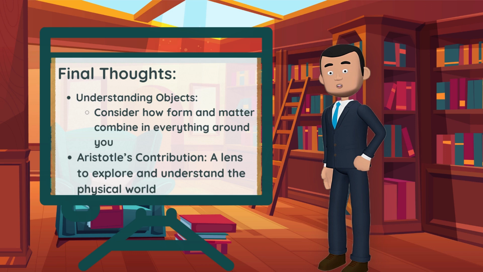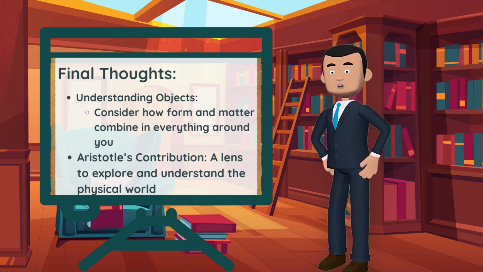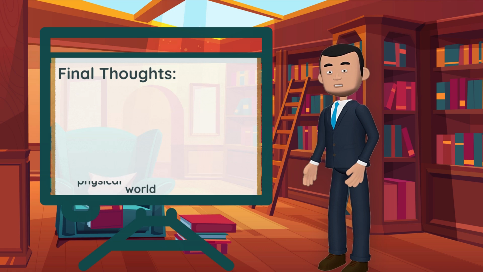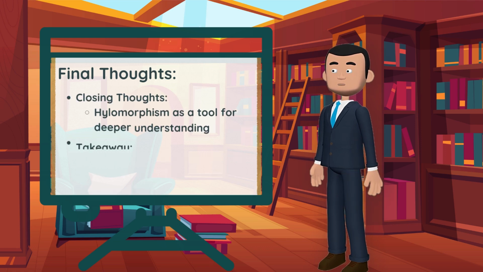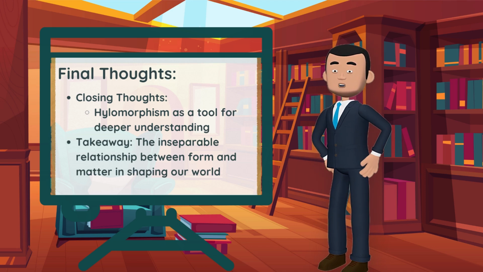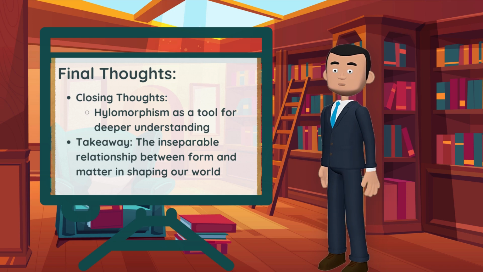The architect and the sculptor are both working with matter, the building materials and the clay, and form, the design of the building and the shape of the statue, to create something new and meaningful. Without either component, their work wouldn't have substance or identity. And this, in essence, is what Aristotle was getting at with hylomorphism. It's a way of understanding that everything in the physical world is a combination of both what things are made of and what shape or purpose they're given. It's a concept that has shaped philosophical thought for centuries and continues to be relevant in discussions about the nature of reality, identity, and purpose.